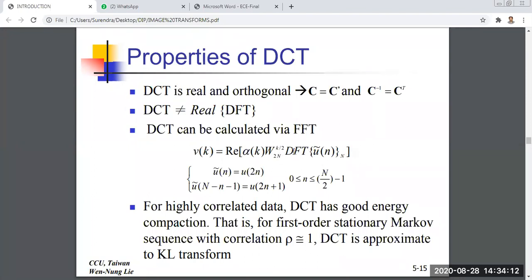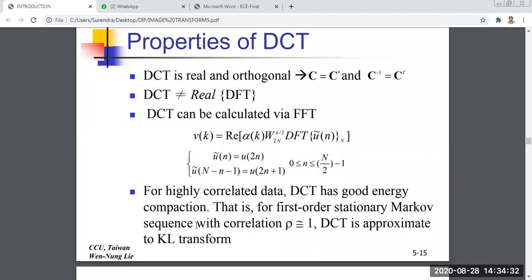So based on this, we take the real part of the DFT of u complement of n. We will calculate the frequency domain, of course, the discrete Fourier cosine transform frequency domain expression v of k.